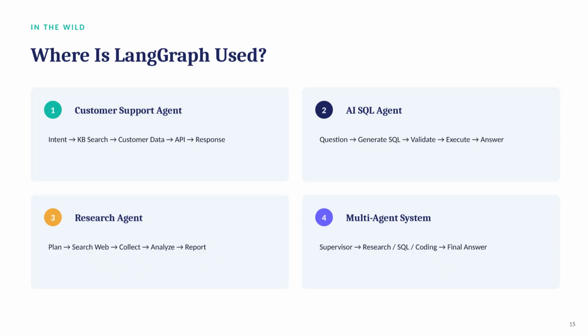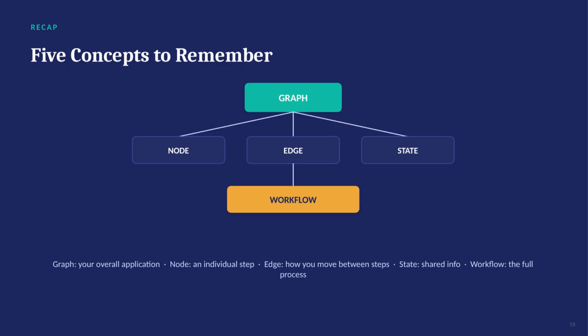Let's look at a few real-world use cases. A customer support agent can use LangGraph to manage the entire flow, from intent detection through to a generated response. An AI SQL agent can understand a question, generate SQL, validate it, execute it, and return an answer. A research agent can plan its research, search the web, collect information, analyze it, and produce a report. And in a multi-agent system, a supervisor can coordinate specialized agents for research, SQL, or coding to arrive at one final answer.